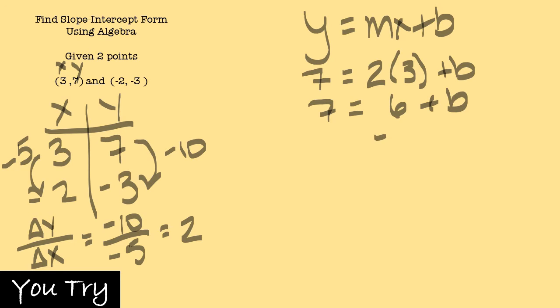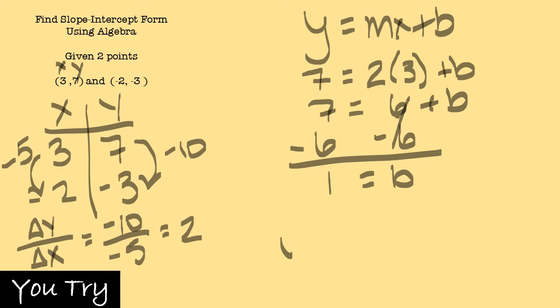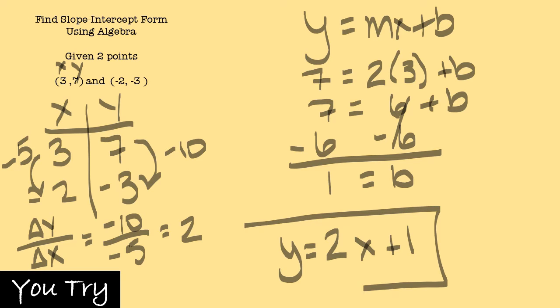So then I have to subtract 6 from both sides. And when I do that, I get b is equal to 1. Okay, so now we just write our formula. y is equal to, well, my m is 2, 2x plus 1. This is my equation.